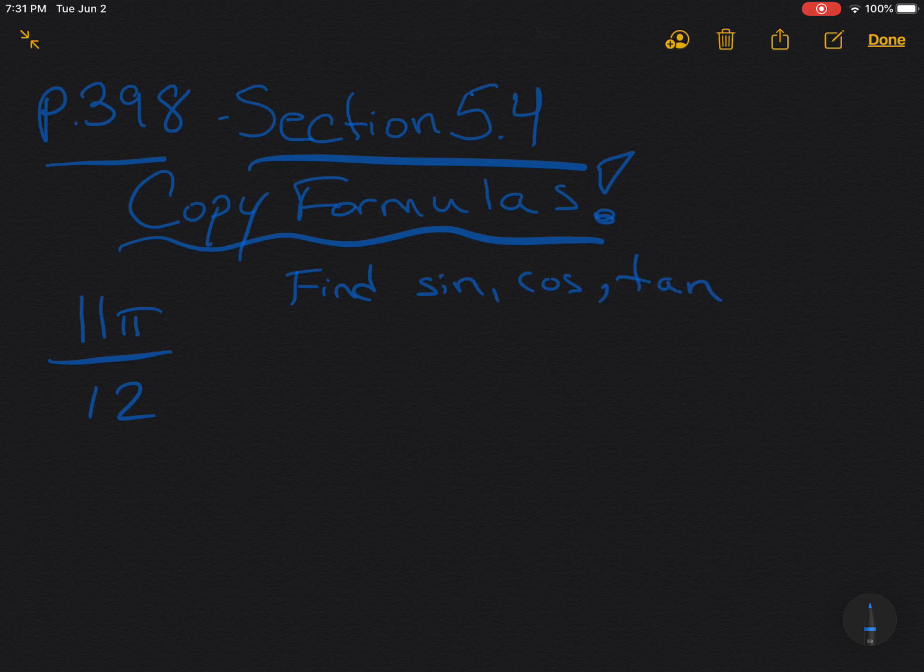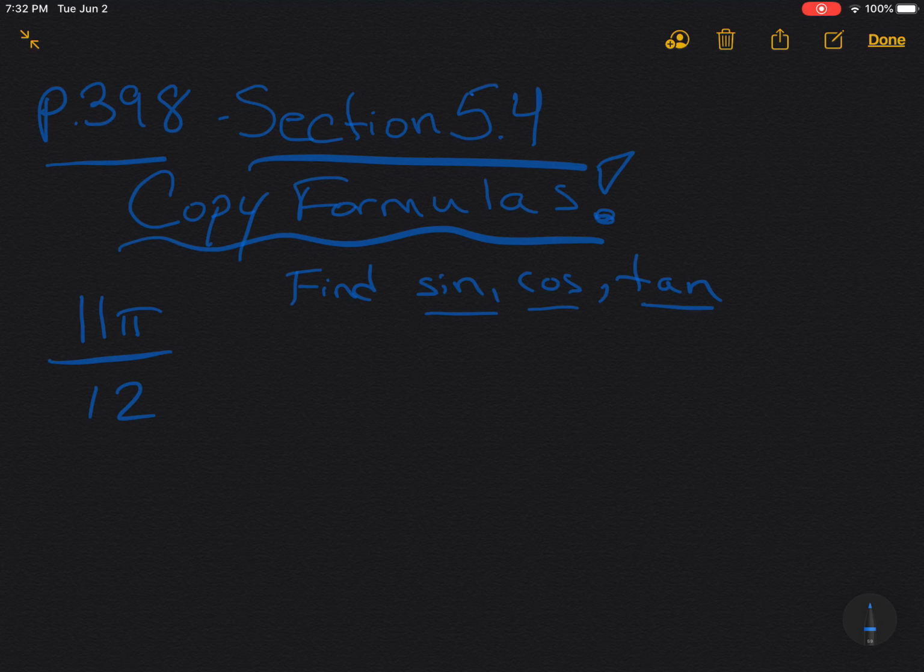Now, obviously, if you have a calculator, you could just punch that in, which I actually need you to do. Go ahead and punch in your calculator sine of 11 pi over 12, cosine of 11 pi over 12, and tangent of 11 pi over 12, and calculate that and have those values in front of you. So pause the video and do that. I would do that for you, but my calculator actually broke. So I'm going to be showing you how to do this without one.